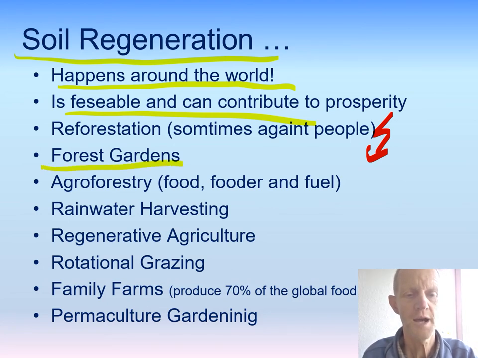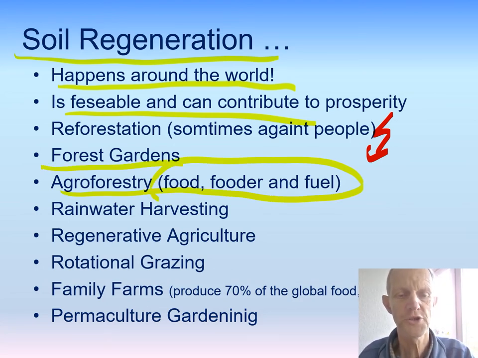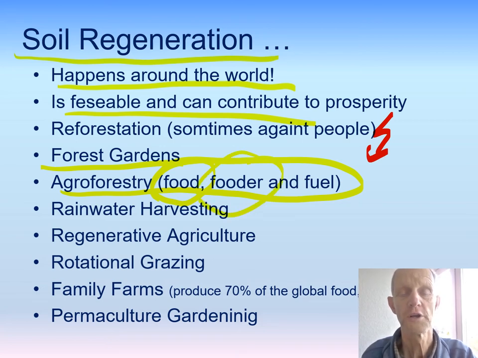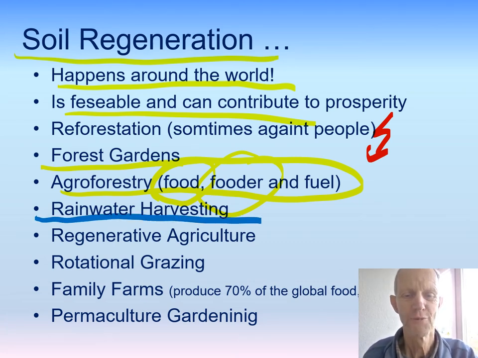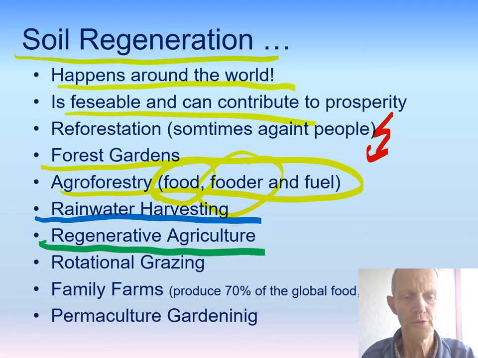Then we do have forest gardens, agroforestry. That is a big trend in agriculture, combining agriculture with having rows of trees. And I personally prefer those types of agroforestry that produce food and fodder and not only fuel as wood harvest. One of the key issues is rainwater harvesting. That's at the forefront of restoring degraded areas or also converting natural steppe into green productive areas. And that goes hand in hand with regenerative agriculture. We can work with animals very well, and so that would be the rotational grazing.